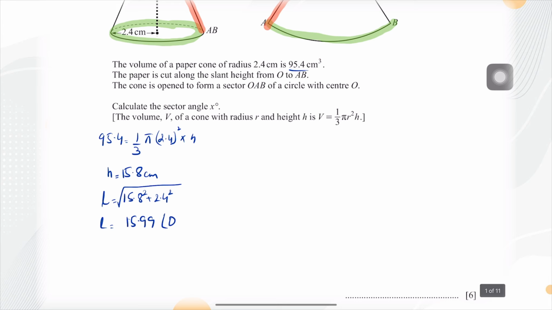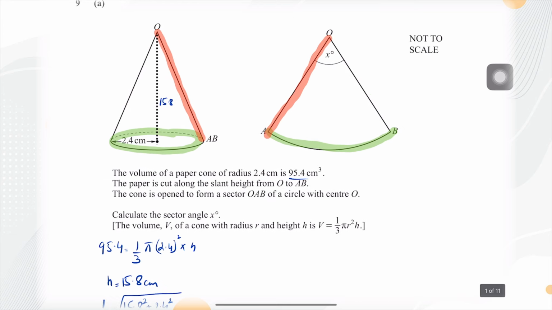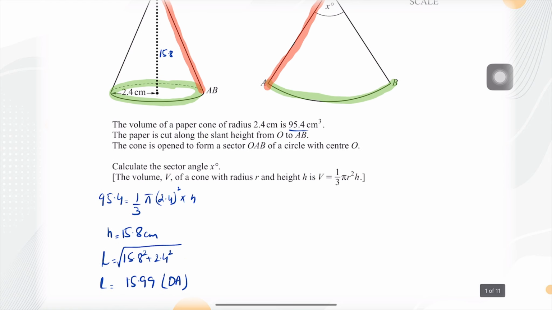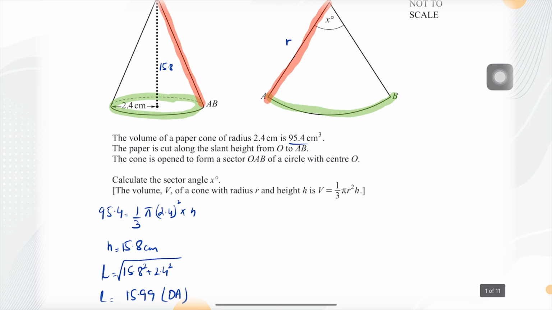Now this slant height is actually equal to what? This slant height is actually equal to OA, which is the arc length. Sorry, not the arc length. I think I said arc length. I meant the radius. So we have the radius, which is equal to 15.99. So yeah, we need to find x. So that means there is still one missing piece of the puzzle. Now, how will we get that missing piece of the puzzle?